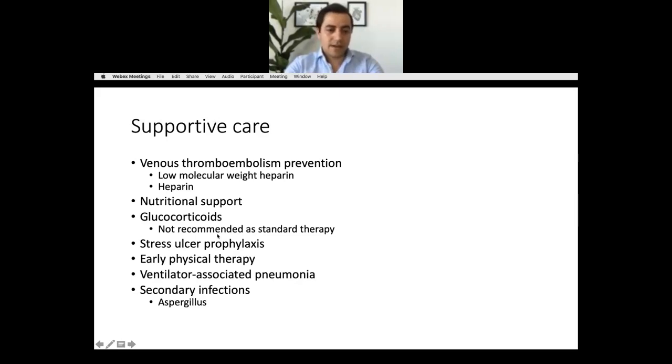We can see also secondary infections such as Aspergillus in these patients. We do not recommend the use of glucocorticoids as standard therapy, only if needed and indicated, because it can create other difficulties in these patients, such as infections.